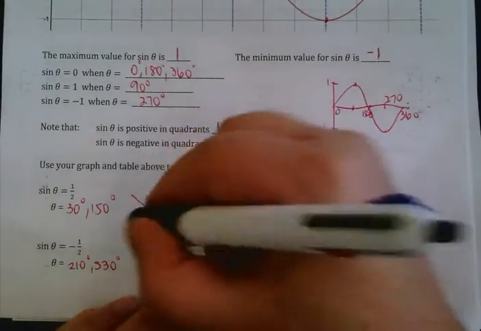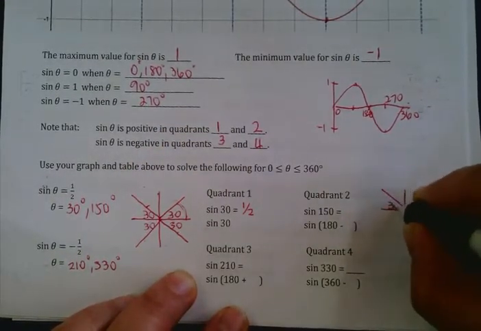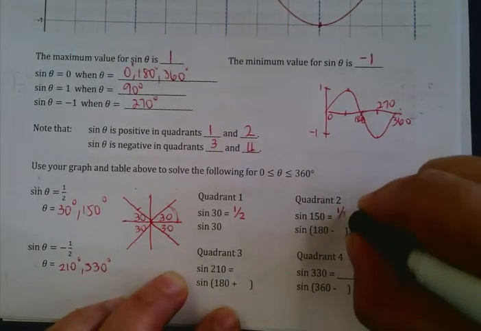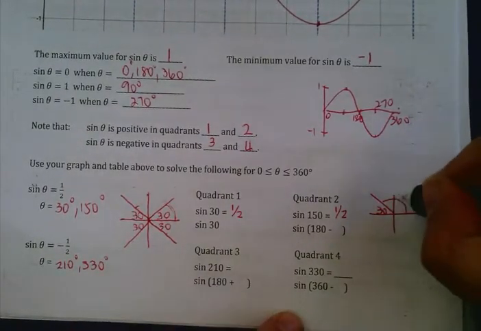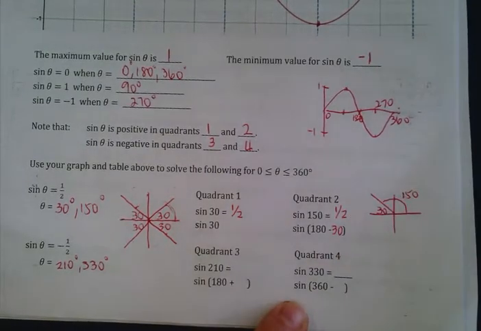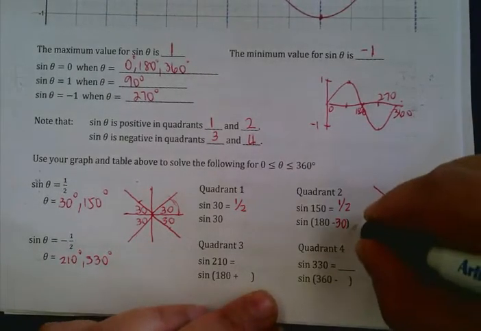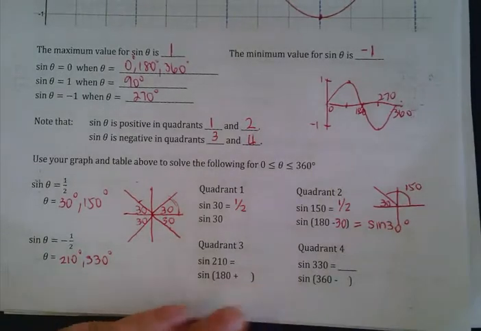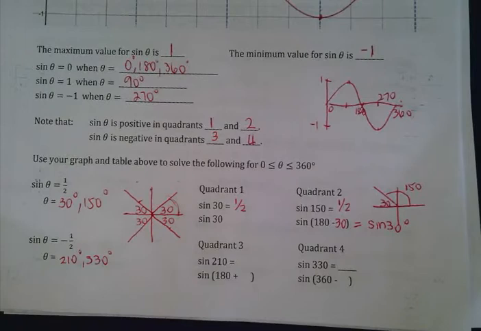Now, in quadrant 2, if I put a 30 here, that sine of 150 is also a half. So quadrant 2, the 30-degree angle that touches the x-axis, that's 150 over there. Now that happens to be 180 minus 30. Okay? Now that actually happens to be the same as sine 30. Gives me the same answer. So isn't sine 150 the same as sine 30? Gives me the same answer.